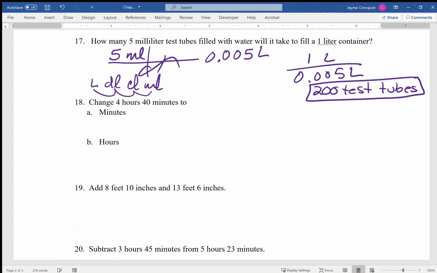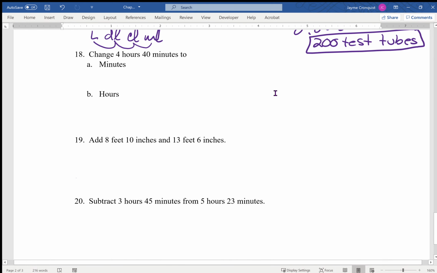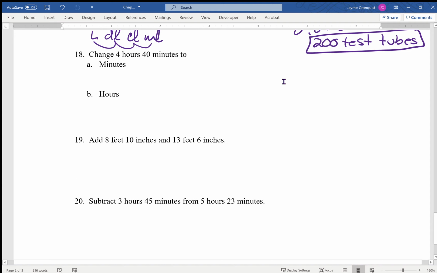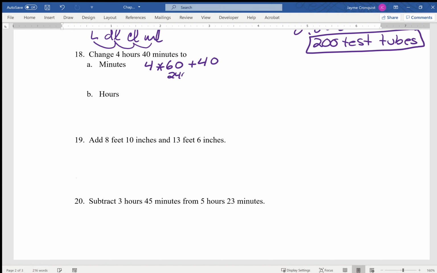All right, now I've got number 18. Change 4 hours and 40 minutes to minutes. Okay, so 4 hours times 60 gives me how many minutes in 4 hours, and I'm going to add 40 minutes. Okay, so this is 240 plus 40, which is 280 minutes.